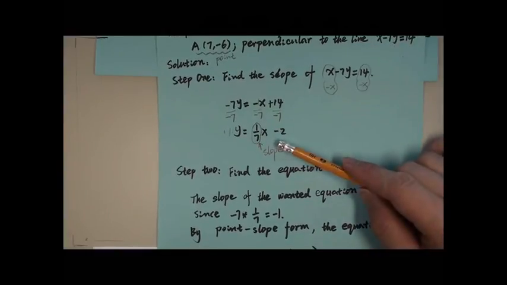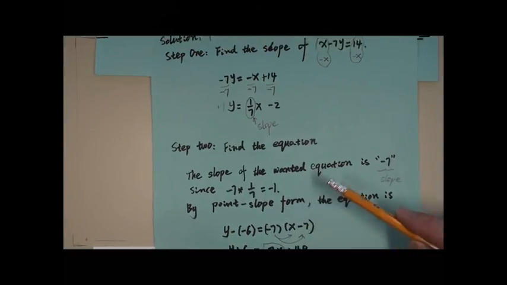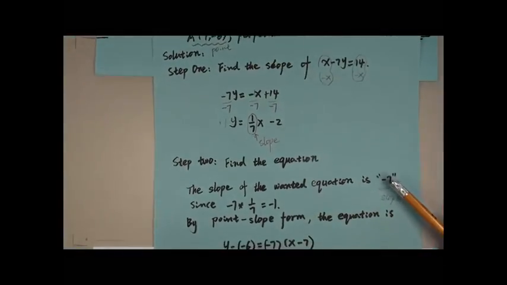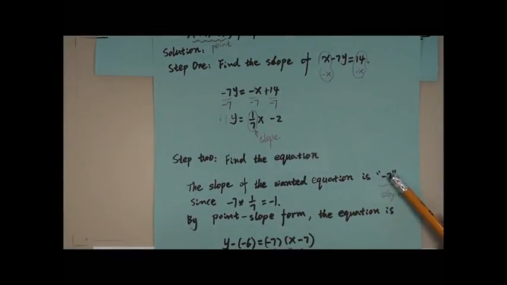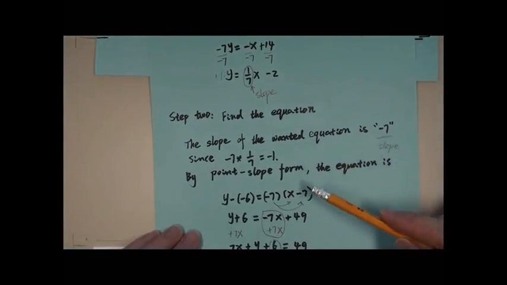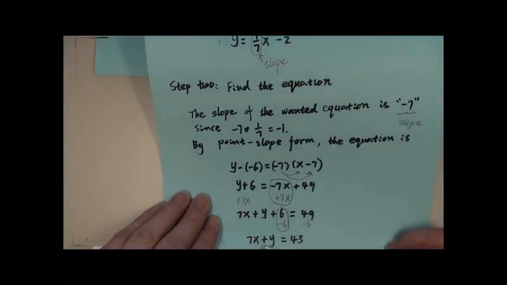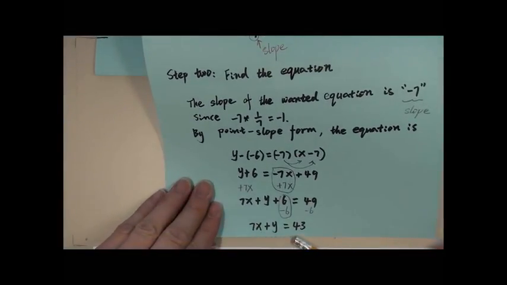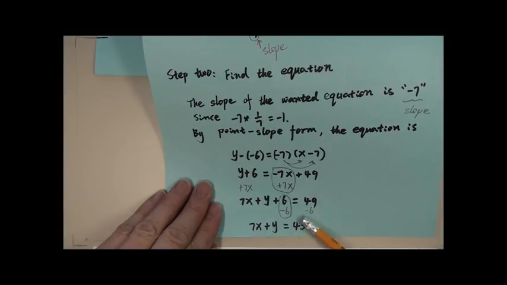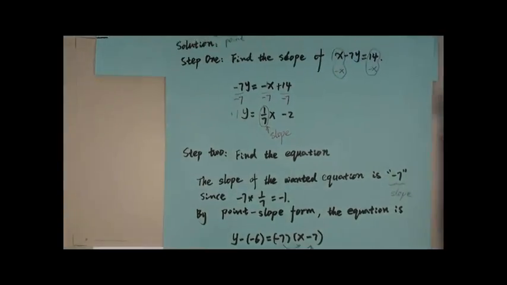If you get the slope, then based on the point slope form, you are given a point, you have a slope, which is the negative reciprocal of this one. And then you are able to write down the equation, and then change the equation to the general form with variables on one side, with constant on the other side of the equation.